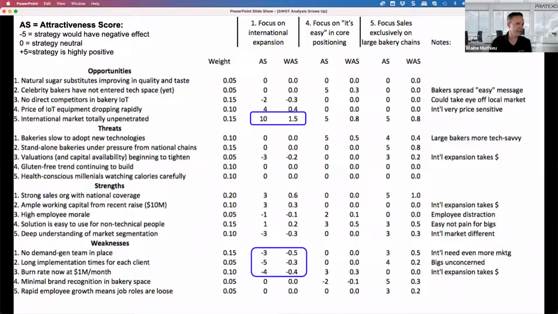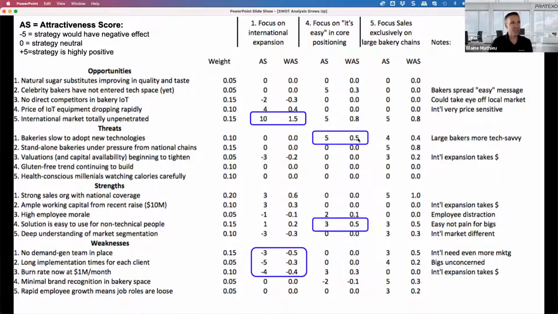and it's always worked out very interesting. So what do we get here? We saw the attractiveness score of, so one strategy was focusing on international expansion. That obviously matches well with the fact that international markets are totally underpenetrated. So our weighted attractiveness score is 1.5 for this strategy. Now we do have some weaknesses. We've got no demand gen team in place. It does take a long time to implement projects, and that's not going to help us with a quick international expansion. And international expansion is going to take some money out of the burn rate, or add to the burn rate, I guess. So those are actually some negative elements to our weighted attractiveness score of that strategic choice.